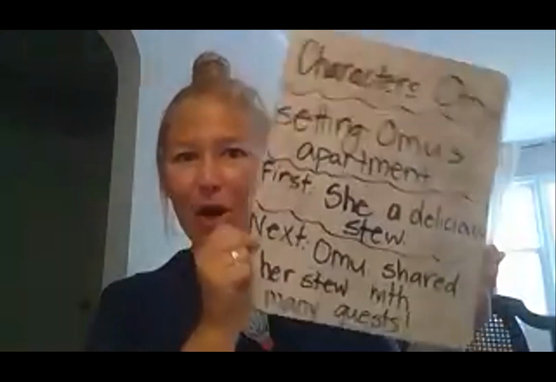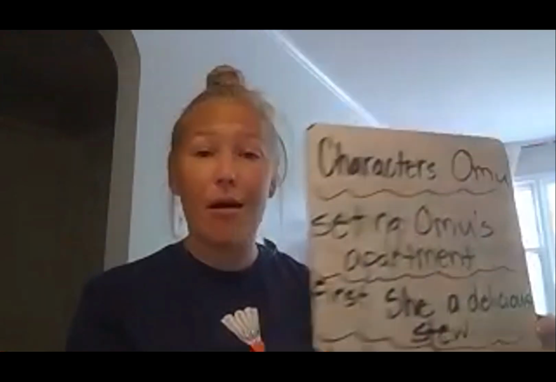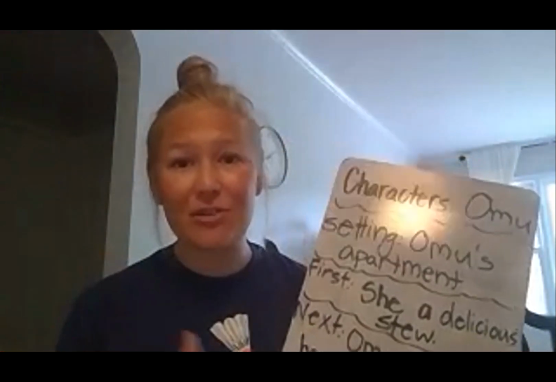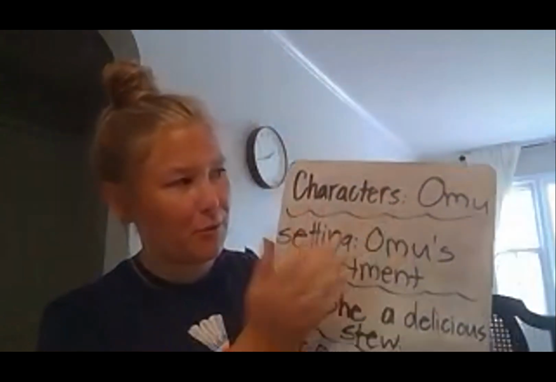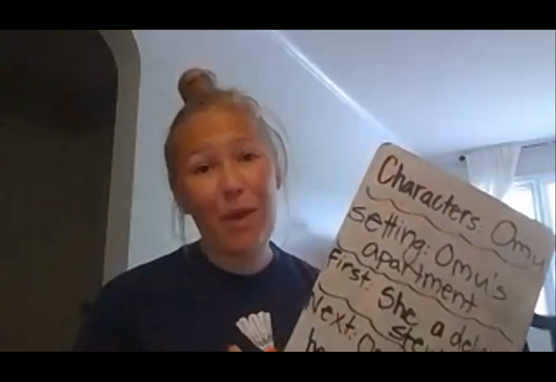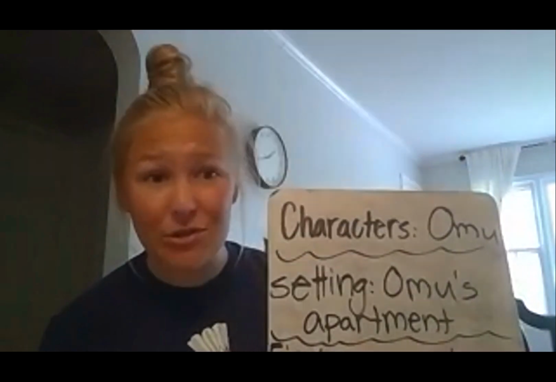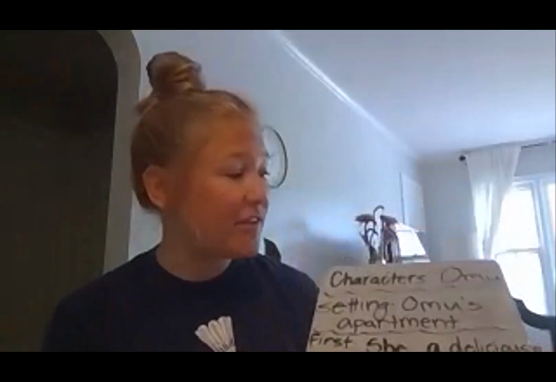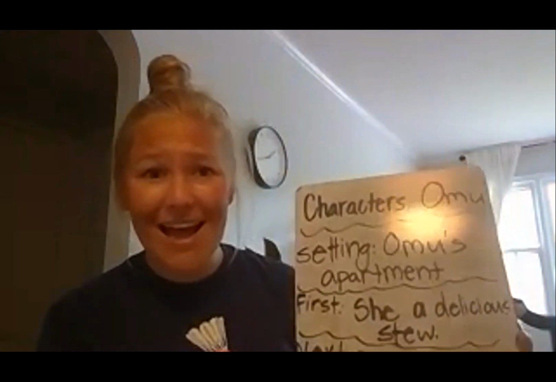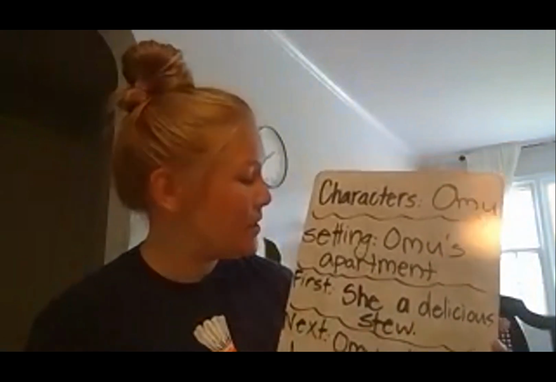So while Miss Molly was reading, I was filling out my chart. So here we go. We have our characters. There were a lot of people we met during our story, but obviously our most important character, who kept coming up on every single page, was Amu. I could also list our supporting characters if I had more space or extra time, which would be the little boy, the police officer, the hot dog stand guy, and so on, okay? And then our setting was Amu's apartment.